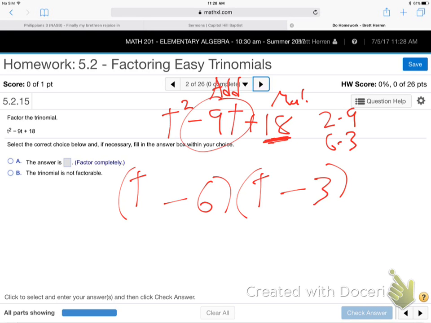Because with adding, subtracting, you just think about money or football, gains and losses. If you lose $6 and lose $3, you lost $9. But the two negatives multiply to be positive 18. So it's right. Either order, you can put the minus 3 first and the minus 6. Doesn't matter. Are we good? If I checked that, if I foiled that out, it would go back. All right, stop me if you have questions. All right, let's try this one.